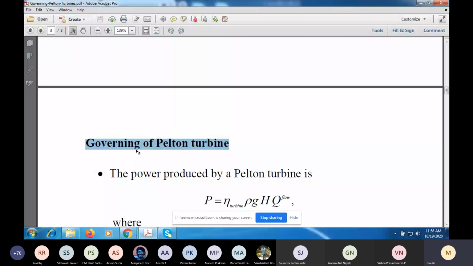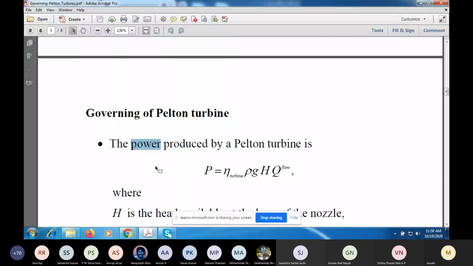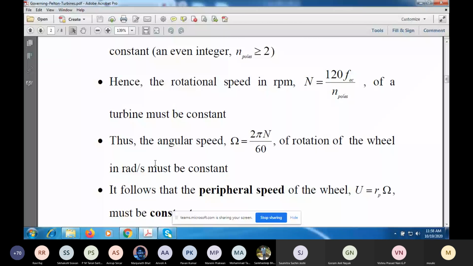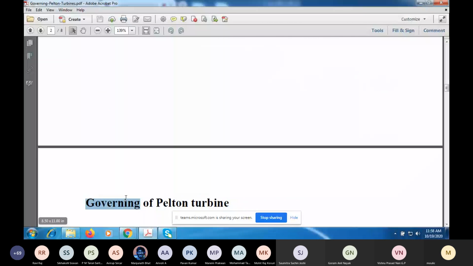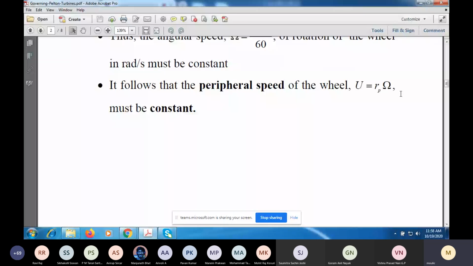It is almost 12 o'clock, so I will not go further. I've given you an idea of what is meant by governing. You want to keep the angular speed constant. And how it is done, I'll discuss tomorrow.